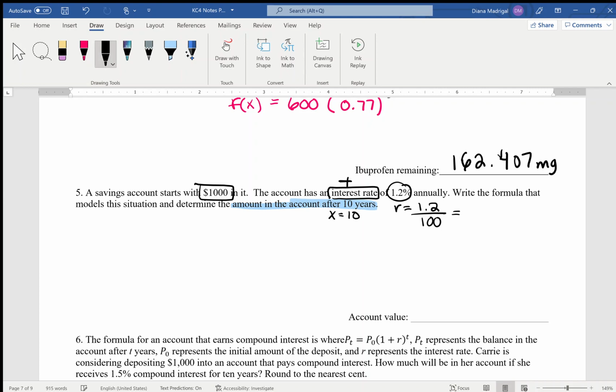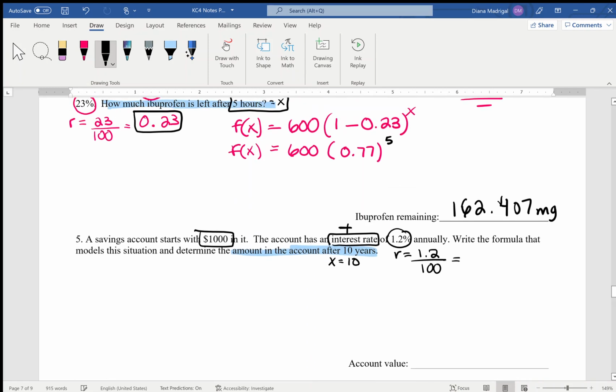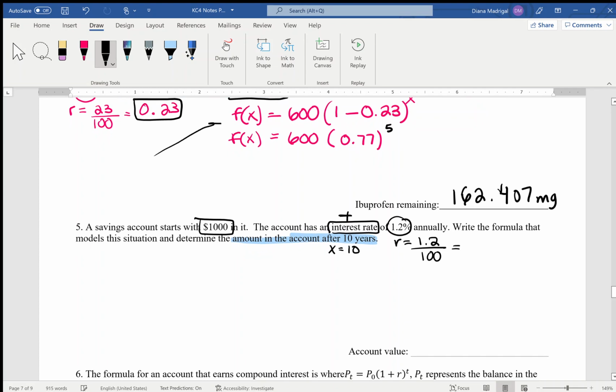Okay, so I kind of helped you out. I got you guys started. Write the formula again, just like what I did right here. I wrote the formula right there, I simplified the formula, and then I plugged in 5 for x, and I put this in the calculator, and that's how I got my answer. So that's what you are doing with number 5. So try number 5.